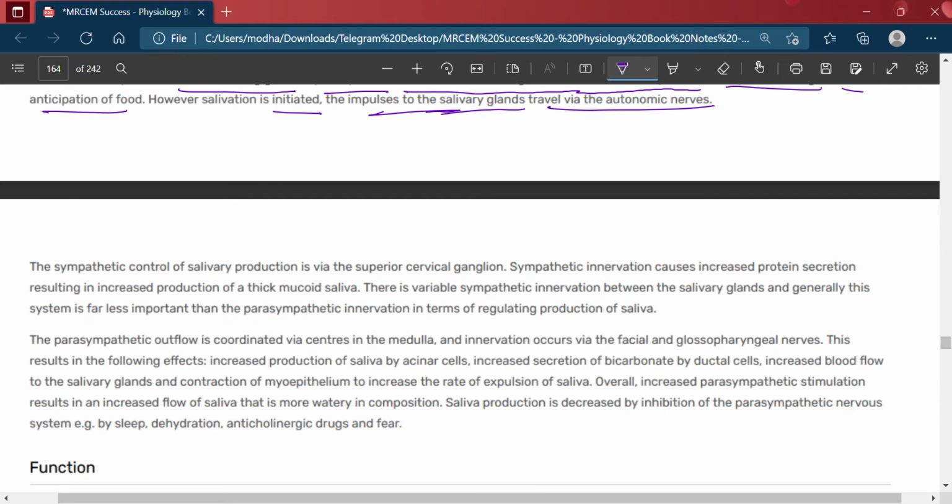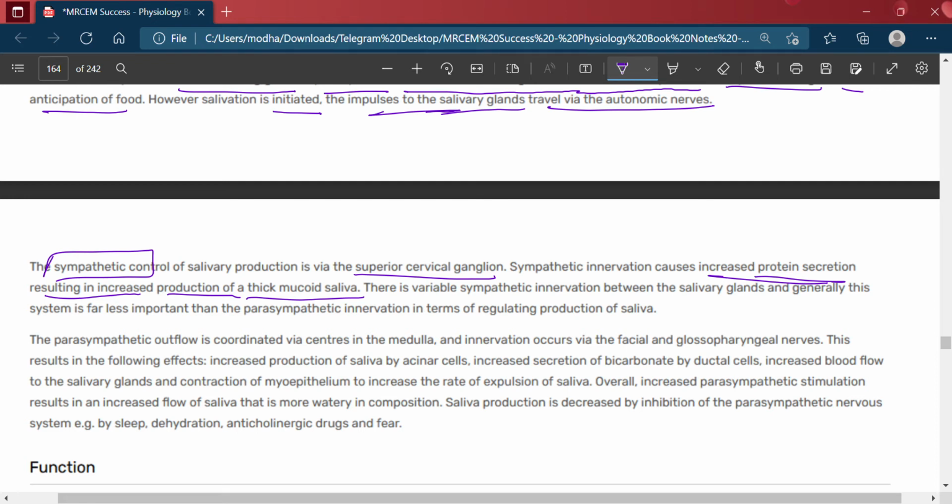The sympathetic control of salivary production is via the superior cervical ganglion. Sympathetic innervation causes increased protein secretion, resulting in increased production of the thick mucoid saliva.